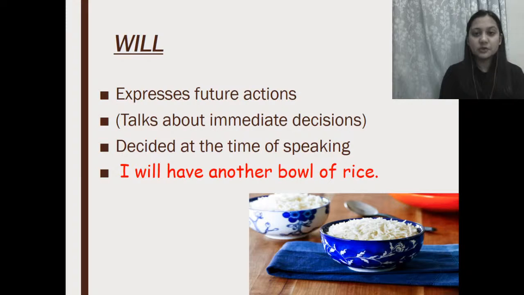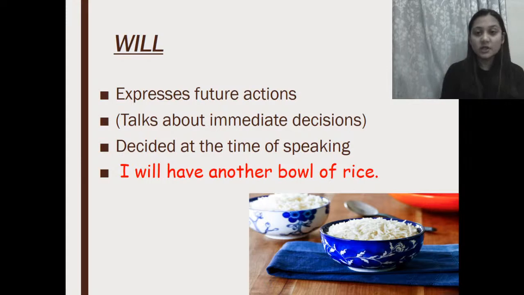Will expresses future action. तो will exactly क्या करता है? That it talks about future action. Like future में क्या होने वाला है? इसके बारे में will talk about. और will basically talks about immediate decisions, like जो अभी कुछ ही देर में लेने वाले हैं, या you have to take few of the decisions immediately. In that case, you are going to use will. I will have another bowl of rice, right? It says I will have another bowl of rice, right?